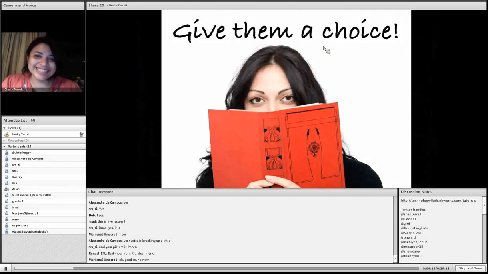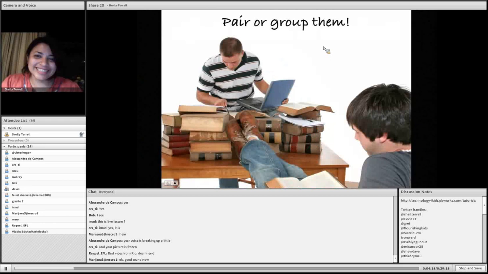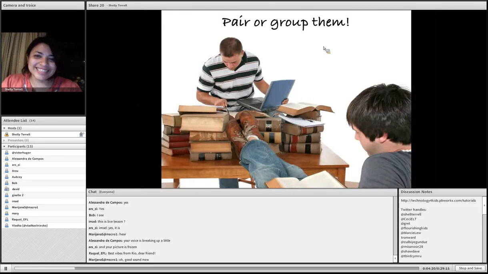Okay, so give them a choice. The next one is pair or group them. With English language learners, it's really important with novels. It's such intense reading. It's a lot of big words and themes and motives and culture and history.